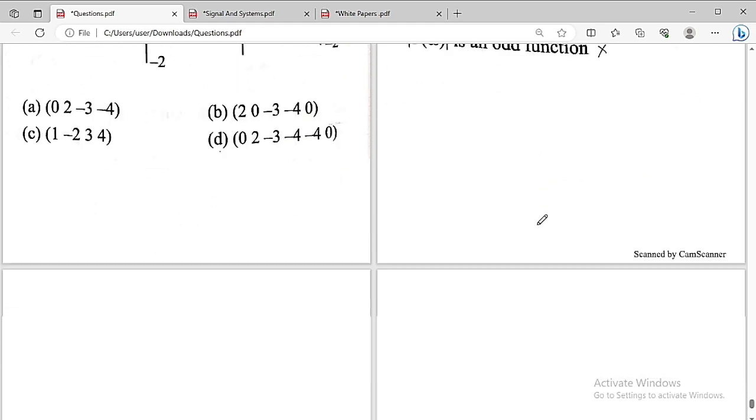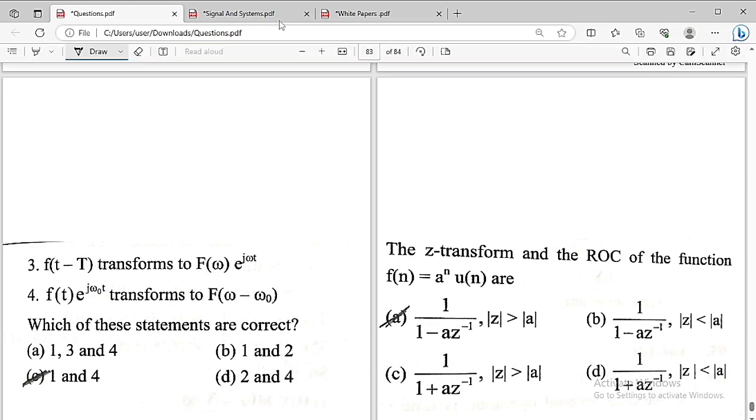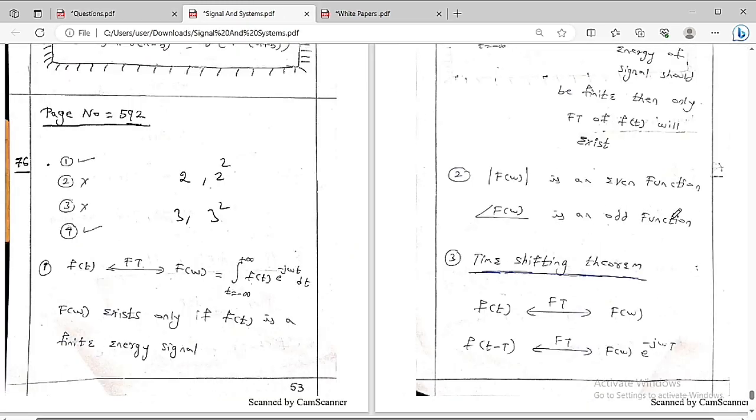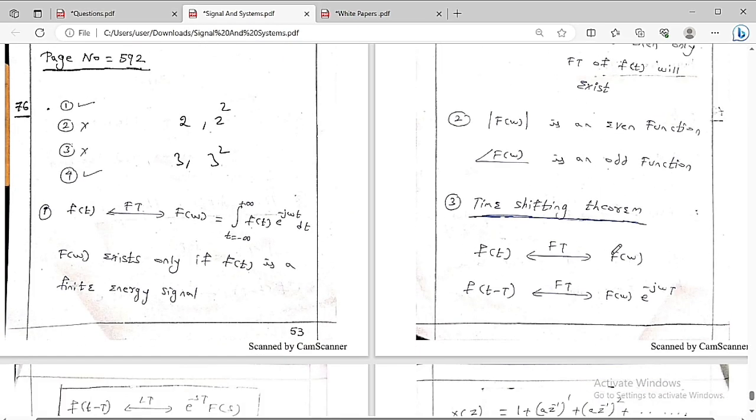So here the statement 2 they have given is wrong. So this is a wrong statement. So this is a thing we have discussed. Now let's go for the time shifting property. Time shifting theorem in the case of Fourier transform.